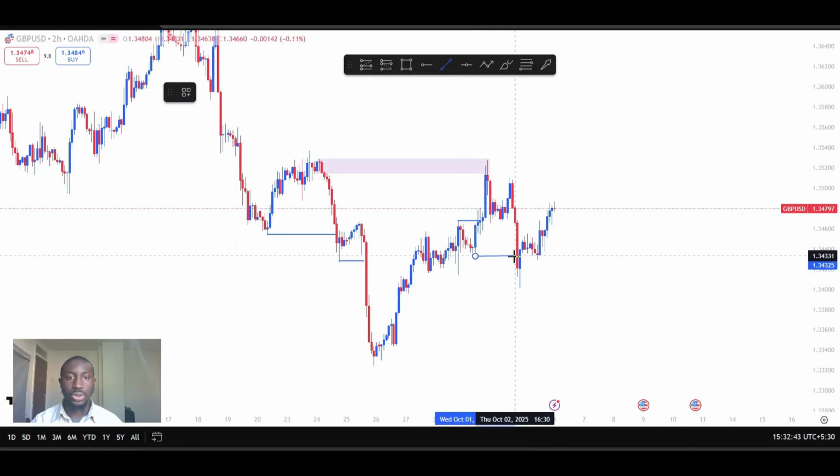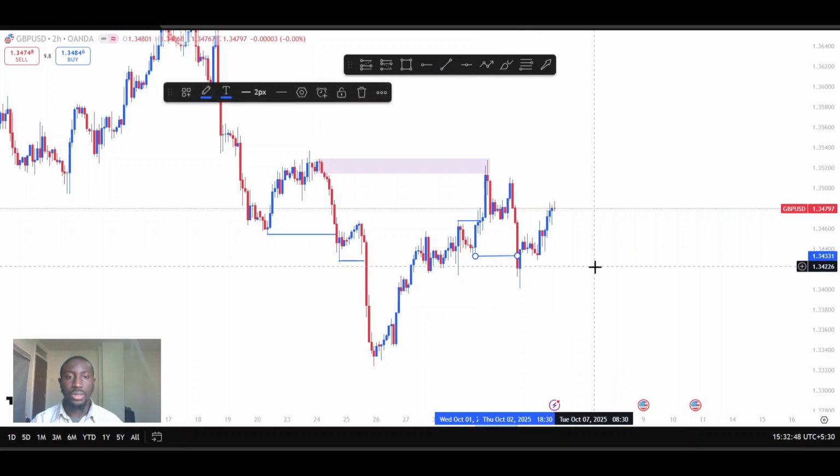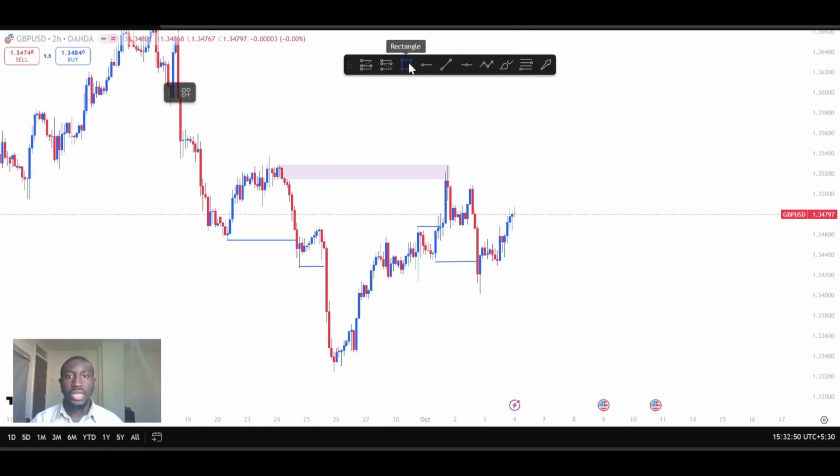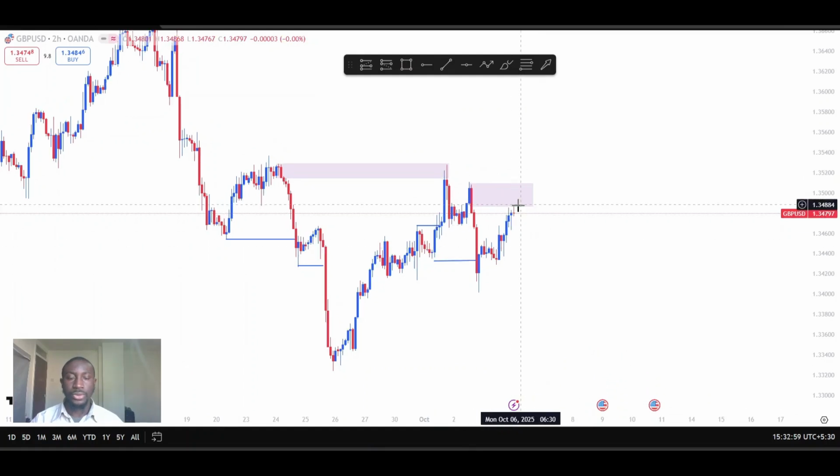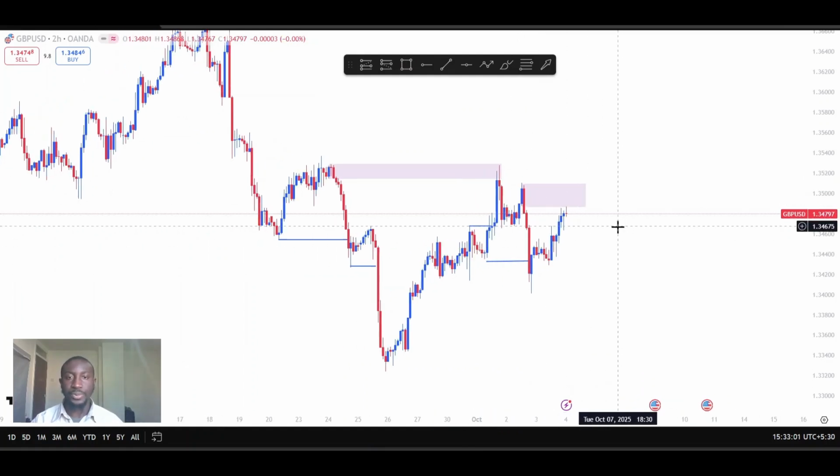This is the low. A change of character impulsively. Now this is the area that we are anticipating to short from. We can start selling from this area. But in other words, we might still see that price might still shoot up before it will sell.